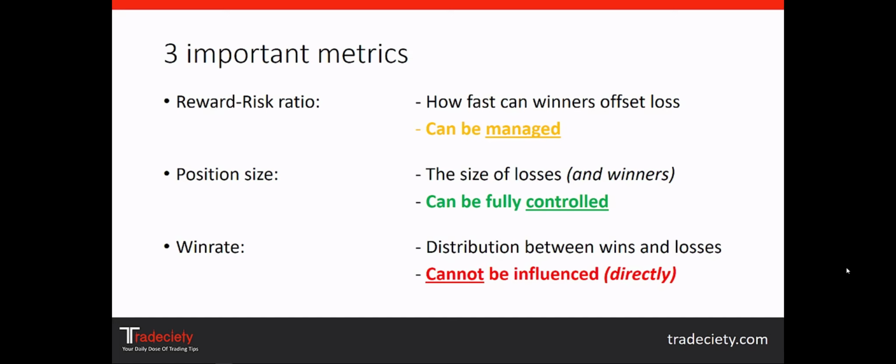Then there are three very important metrics every trader has to know about, and also how they can influence your risk overall as a trader and your account growth. So first of all, we start with the reward to risk ratio, which is a statistic that describes how fast your winning trades can offset your losing trades, as you will probably know by now. And the reward to risk ratio, it can be managed. You don't have full control over it. That is not necessary. We can use the reward to risk ratio as a filter tool, as we will see later, to control our risk.